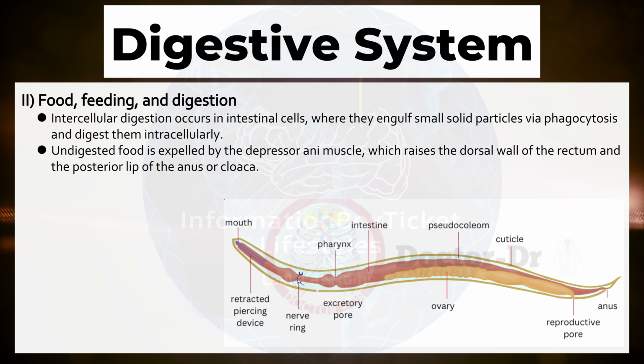Undigested food is expelled by the depressor ani muscle, which raises the dorsal wall of the rectum and the posterior lip of the anus or cloaca.